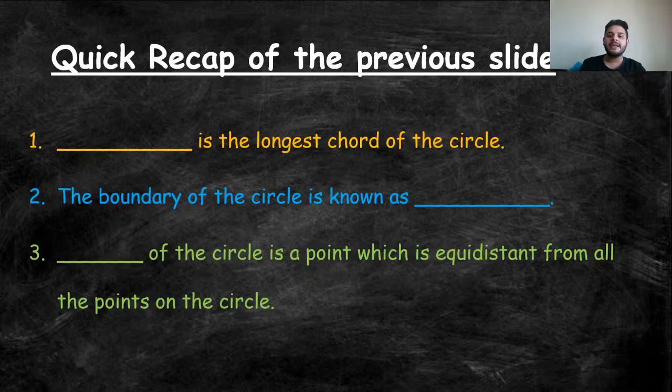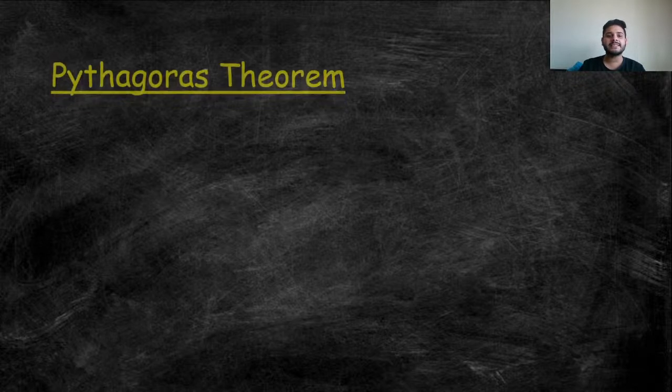That is, the diameter is the longest chord of the circle. The boundary of the circle is known as circumference, and the center of the circle is a point which is equidistant from all the points on the circle. So we are clear with all the basics.